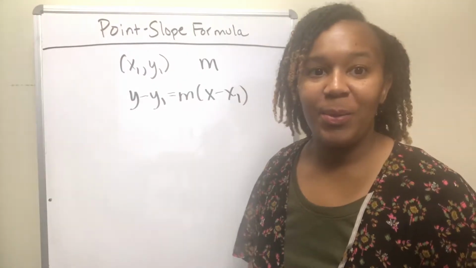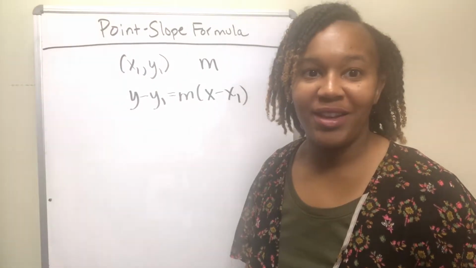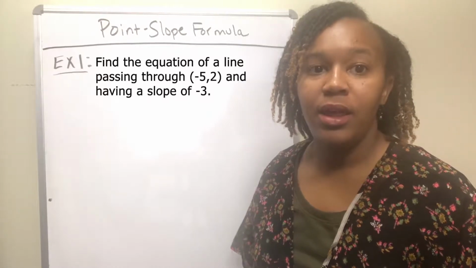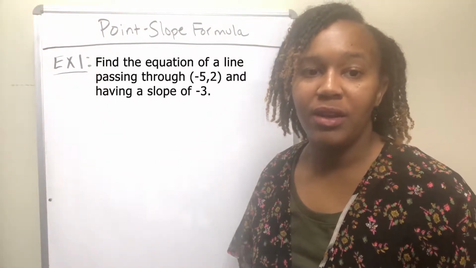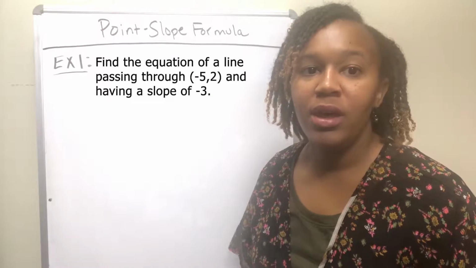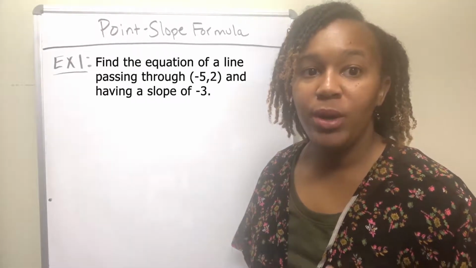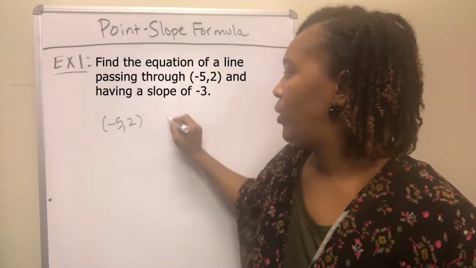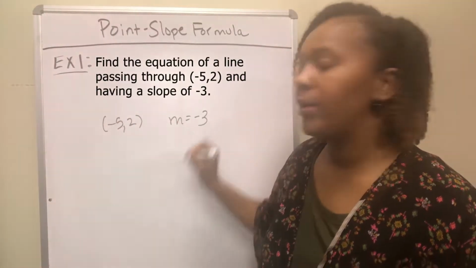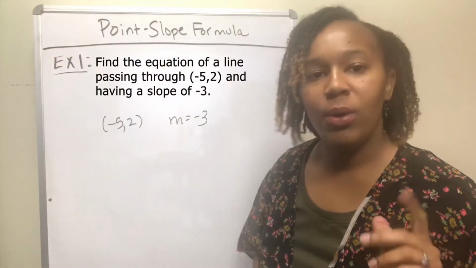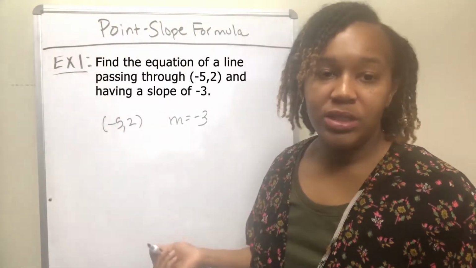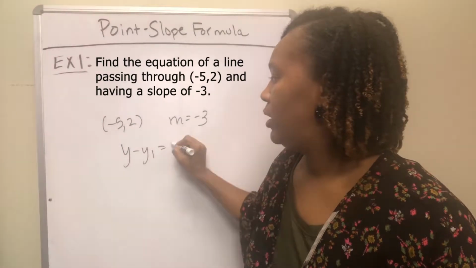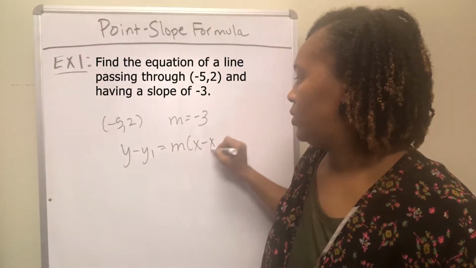So let's look at a couple examples of how this will work out. For this first example, we want to find or write the equation of a line that passes through the point negative 5, 2 and has a slope of negative 3. So we know two things. We know the point negative 5, 2, and we know the slope of negative 3. And since we have a point and a slope, we can just use the point-slope formula, which is y minus y1 equal to m times x minus x1.